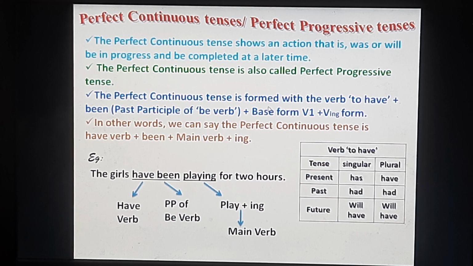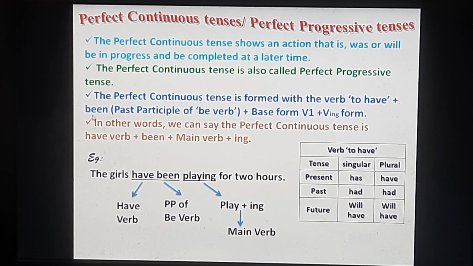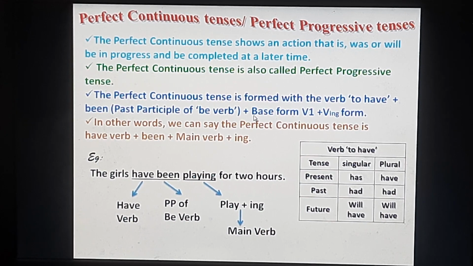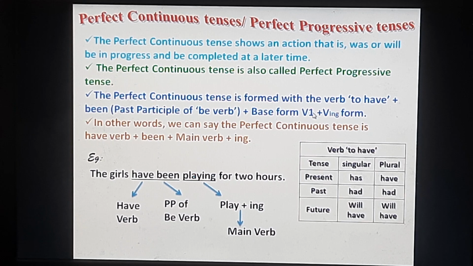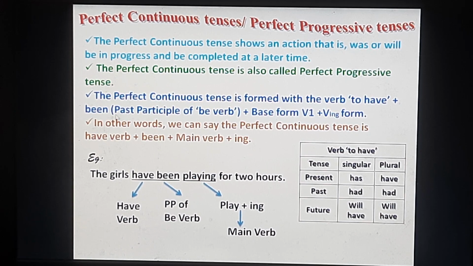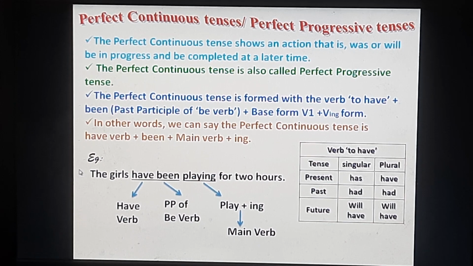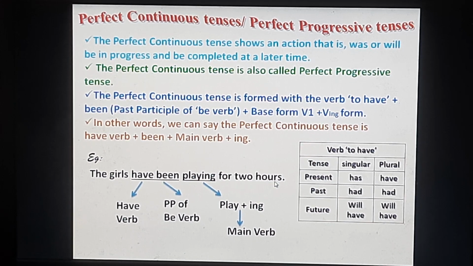The perfect continuous tense is formed with the verb to have plus been, that is the past participle of the be verb, plus the base form V1 plus the V-ing form. That is the continuous form. In other words, we can say the perfect continuous tense is have verb plus been plus main verb plus ing. Example, the girls have been playing for 2 hours.